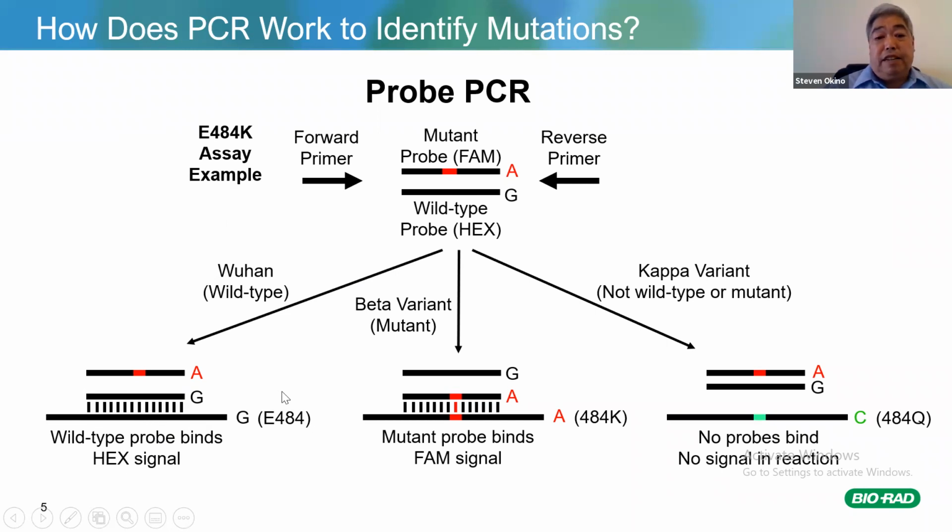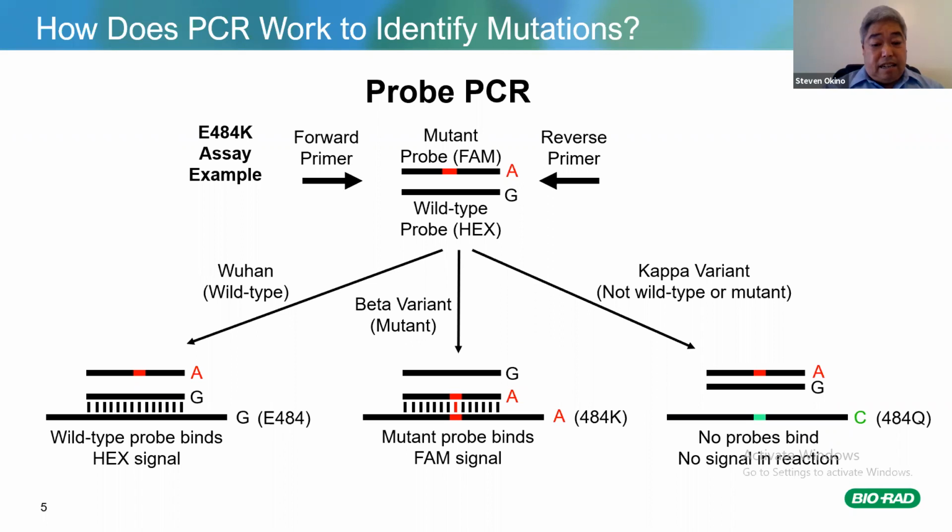However, if you're looking at a different variant like the beta variant, which does have the mutation of interest, you can see that the FAM probe is binding, the hex probe is not, and the mutant probe will produce a FAM signal.